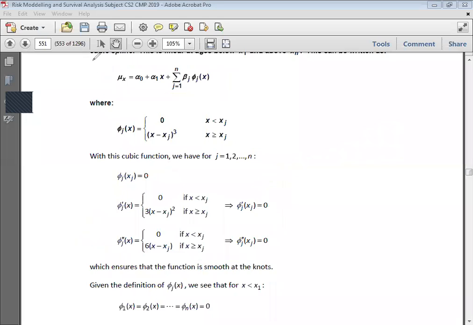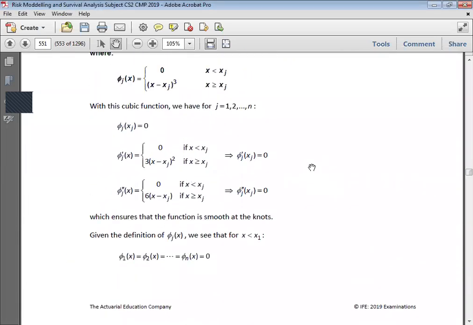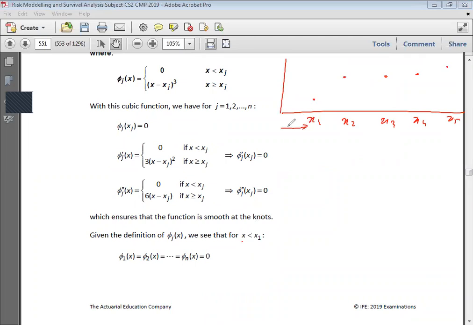Okay, so now if I plot, let's say something like this, if I have these dots that I'm trying to approximate, so this, let's say x1, x2, x3, x4, and x5, right? So I can observe my age. So this is the line that I'm looking at. So my age can be below x1, right?